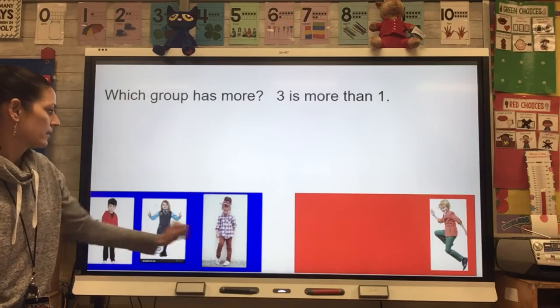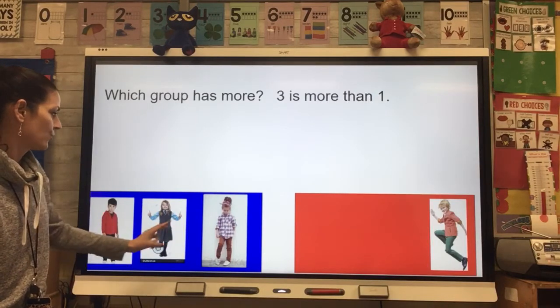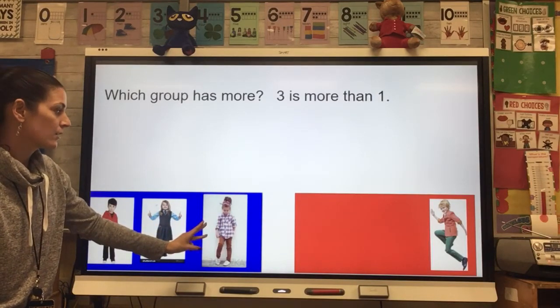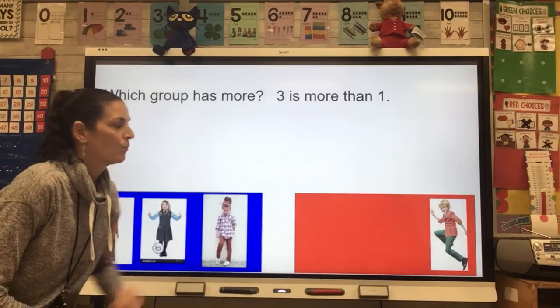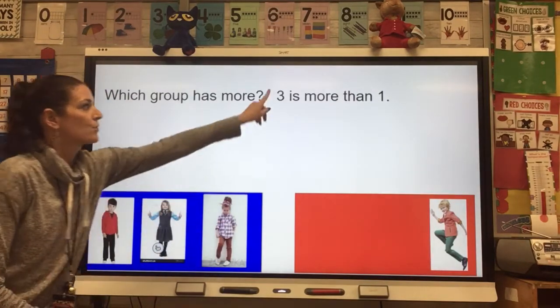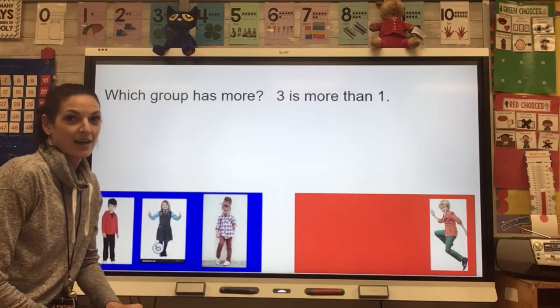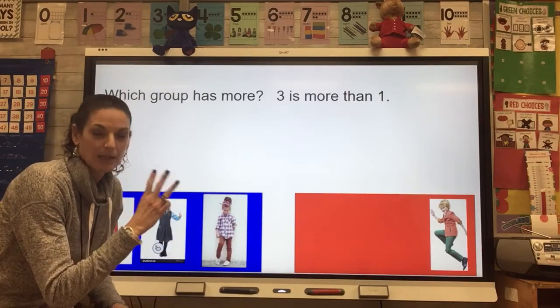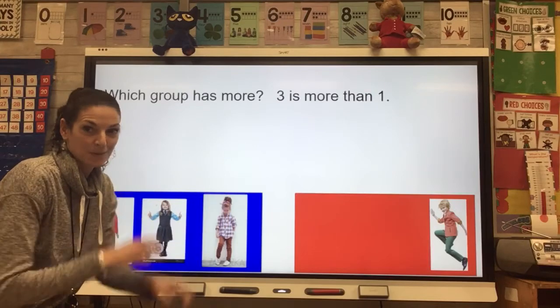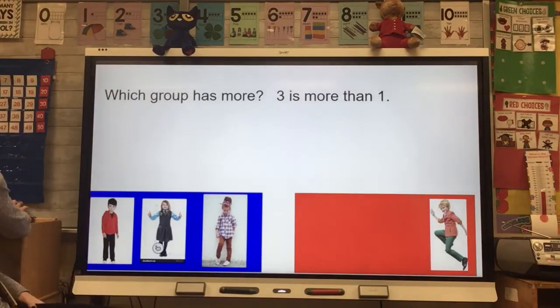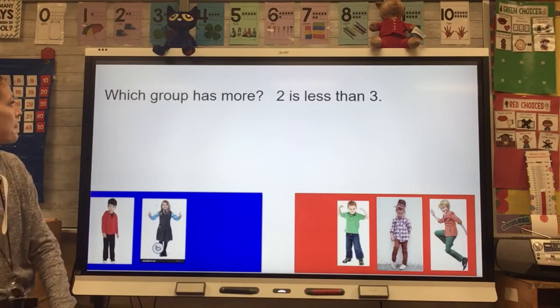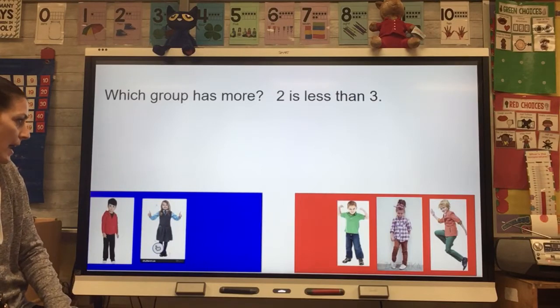How many are there? 1, 2, 3. 3 children on the blue side, 1 on the red. And it tells us 3 is more than 1. I'd rather have 3 pieces of candy than just 1 piece of candy. Wouldn't you? Yeah, that's how we know it's more.